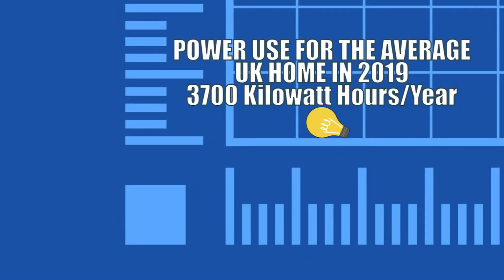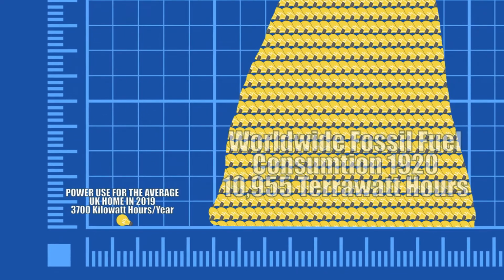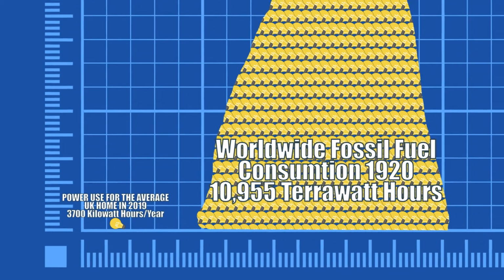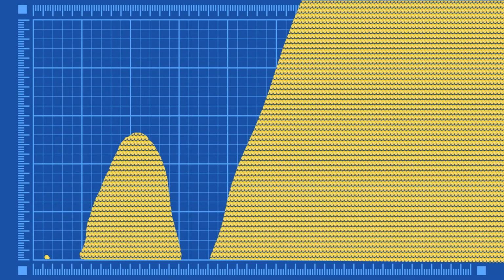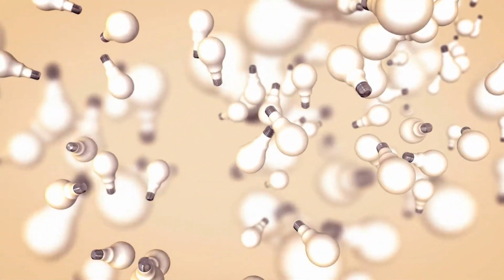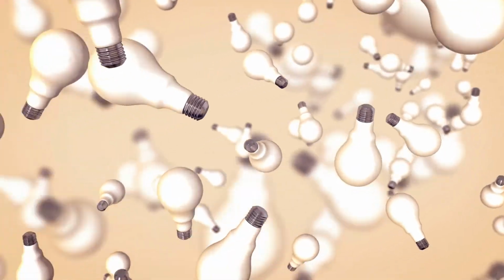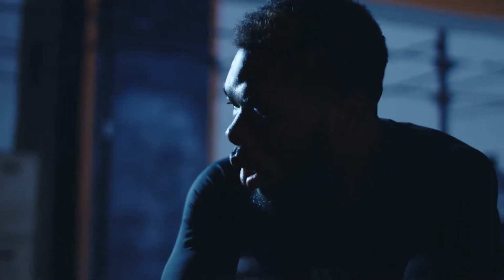The amount of fossil fuels burnt has increased drastically from the consumption of 10,955 terawatt-hours of fossil fuels in 1920. In 2019, we burnt approximately 136,761 terawatt-hours of fossil fuels. This is an increase of 1,148% in 100 years. To put this in perspective, 1 terawatt is a unit of electricity and powers roughly 1 billion light bulbs.